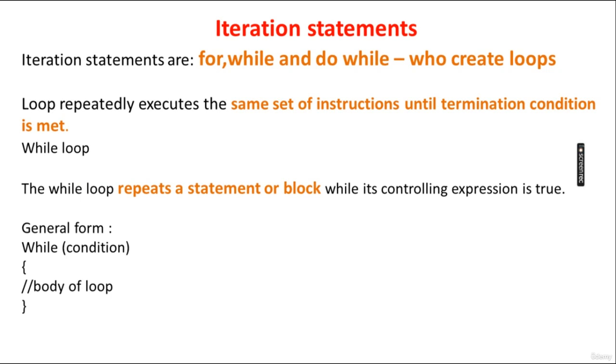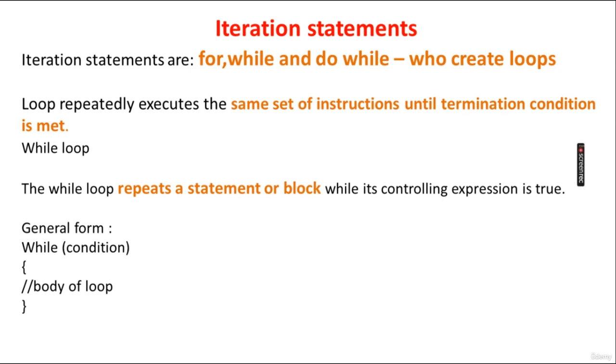Iteration statements. Now we have seen the selection statements, now we will see iteration statements. There are for, while and do while. We will see them one by one: the for loop, while loop, and do while loop, which create loops. A loop repeatedly executes the same set of instructions until the termination condition is met. Unless and until the condition is false, the loop will execute repeatedly.